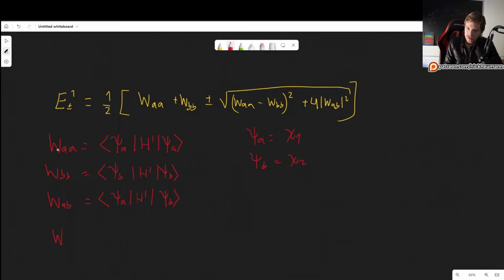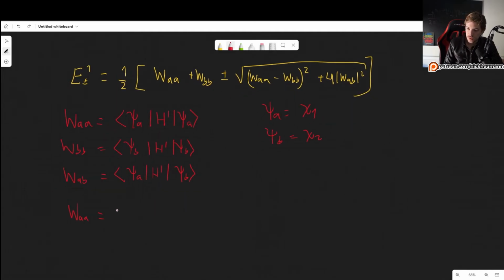So that means that WAA will be psi 1, H prime, psi 1. All right, so what is that? There we get (1 0 0), our perturbed Hamiltonian, which was epsilon V0 times the matrix (-1 0 0; 0 0 1; 0 1 0), and then (1 0 0). By doing this product, we get minus (1 0 0) epsilon V0 times (1 0 0). So this is minus epsilon V0.